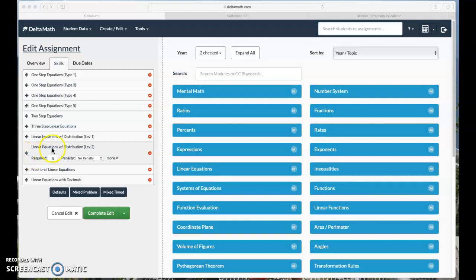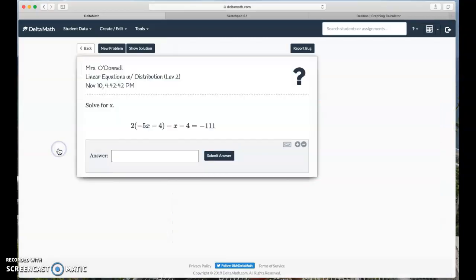Linear equations with distribution level 2. All right, so let's check it out. Ooh, it's a doozy. So we've got 2 times the quantity of negative 5x minus 4, minus 4 minus x minus 4 equals negative 111.